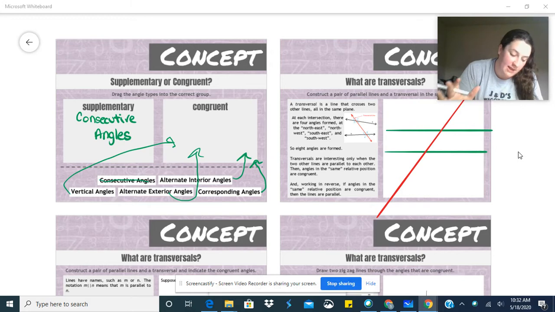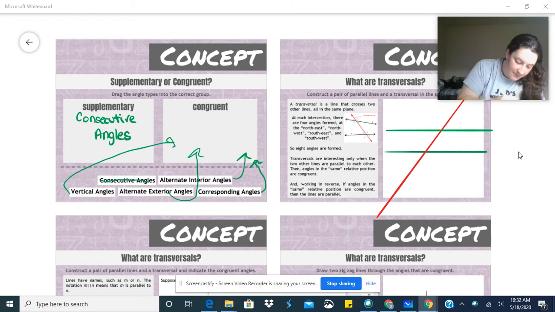So, a transversal is a line that crosses two other lines in the same plane. At each intersection, there are four angles formed: the northeast, the northwest, the southeast, and the southwest. So 8 angles are formed altogether. Transversals are interesting only when the two other lines are parallel to each other. If they are not parallel to each other, then those angles will not be congruent. So when you have two parallel lines and a transversal, your angles will be congruent.